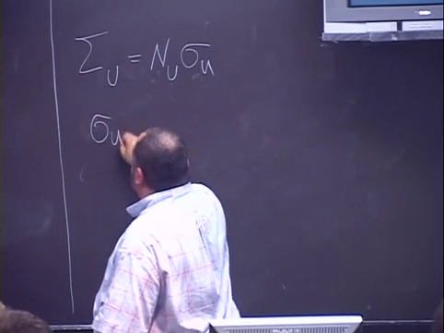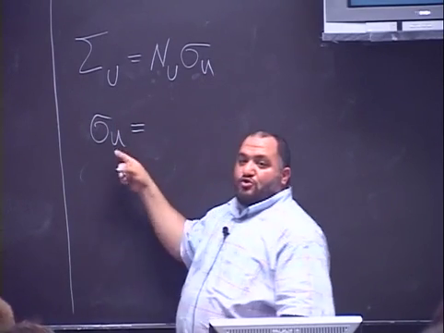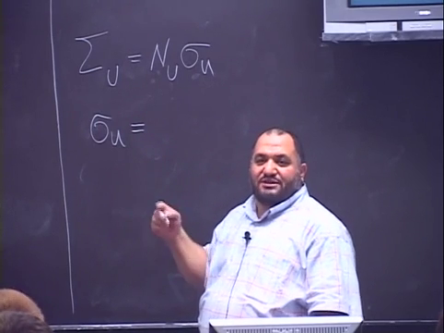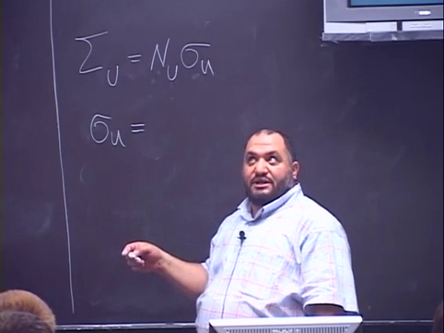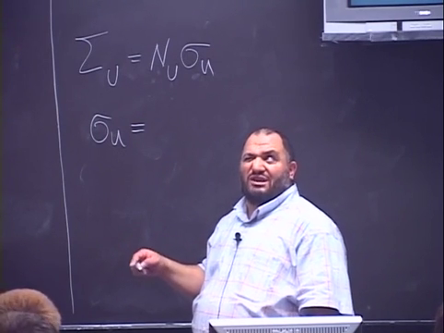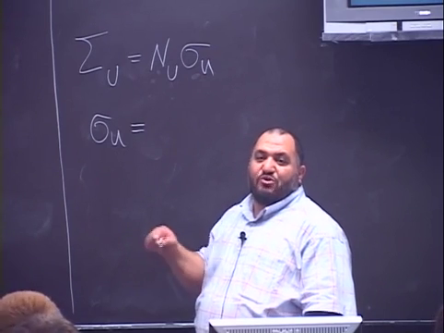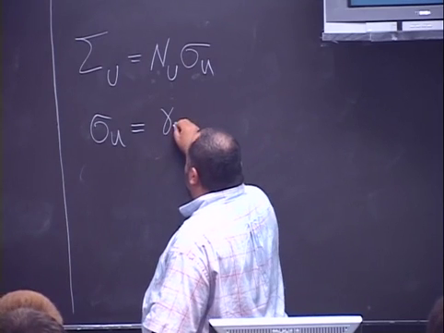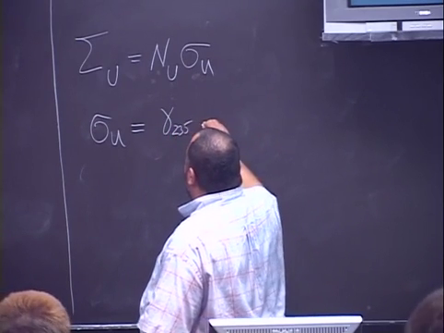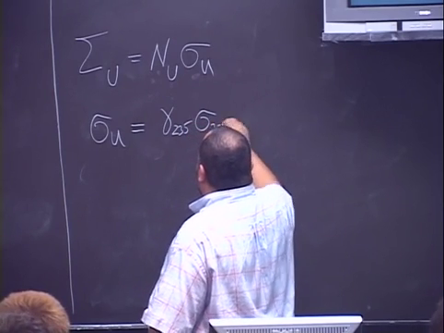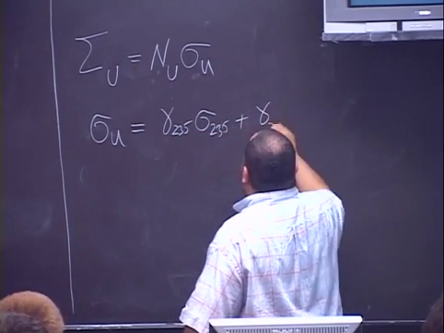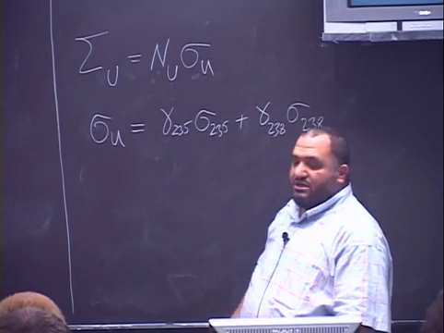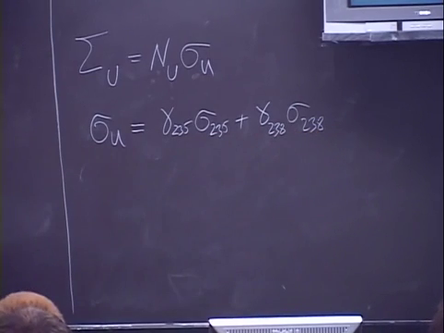Weighting. So sigma uranium will be, if you know the atomic percent for uranium, which is the abundance, 99.3% uranium-238 and 0.7% uranium-235. In this case, you will say this is the abundance for uranium-235 multiplied by sigma for uranium-235, plus the abundance for uranium-238 multiplied by sigma for uranium-238. Okay? So it is an averaging process. It is exactly the same here.